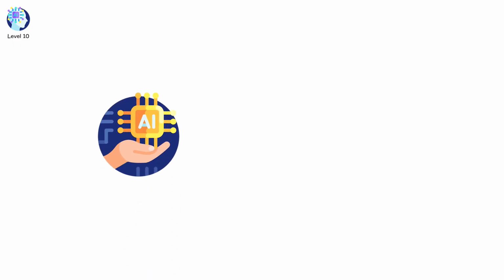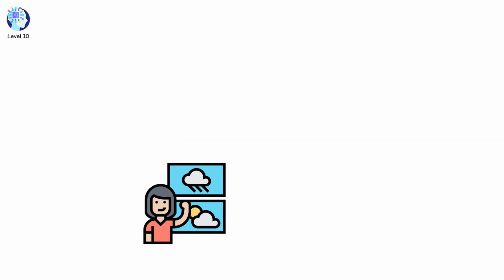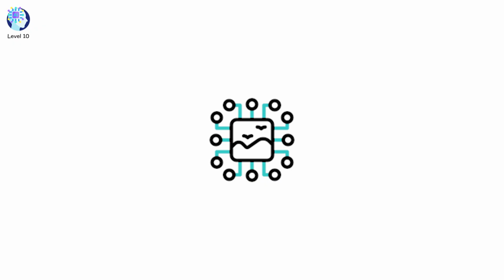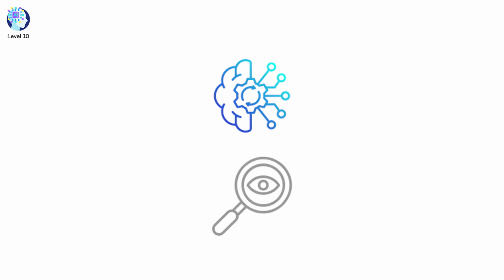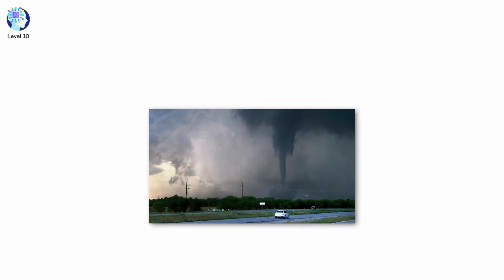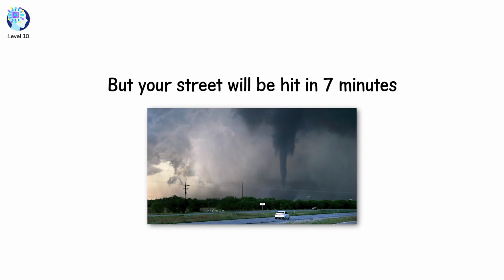Artificial intelligence is beginning to change how we predict weather. Traditional radar takes time. Human forecasters interpret data, issue warnings, and broadcast alerts. That chain costs precious minutes. AI breaks it. Already, machine learning algorithms are being trained on decades of storm data, learning patterns, recognizing signals invisible to human eyes. In the future, AI may issue hyperlocal warnings. Not just a tornado is coming to your county, but your street will be hit in 7 minutes.